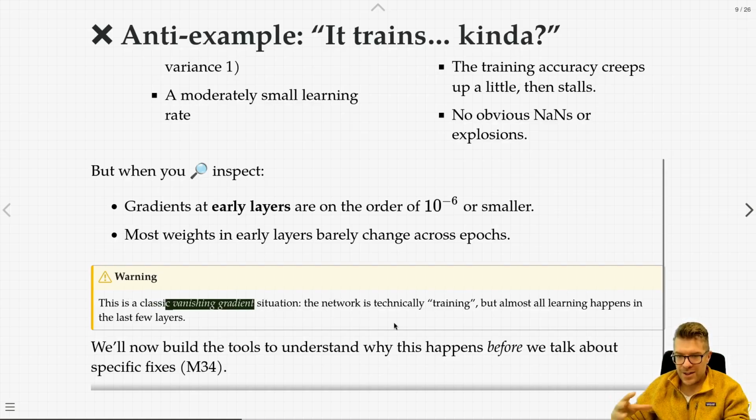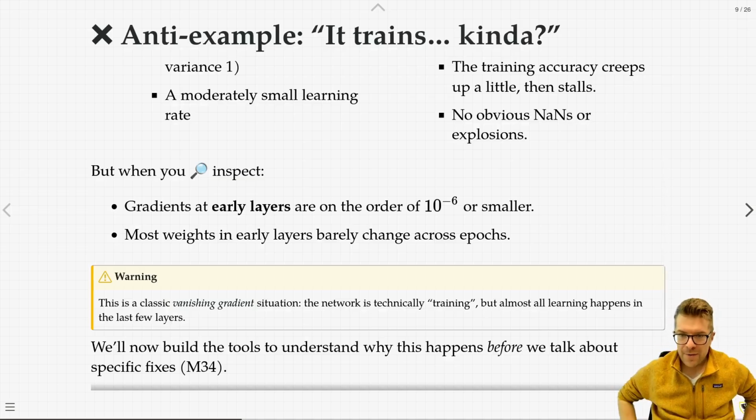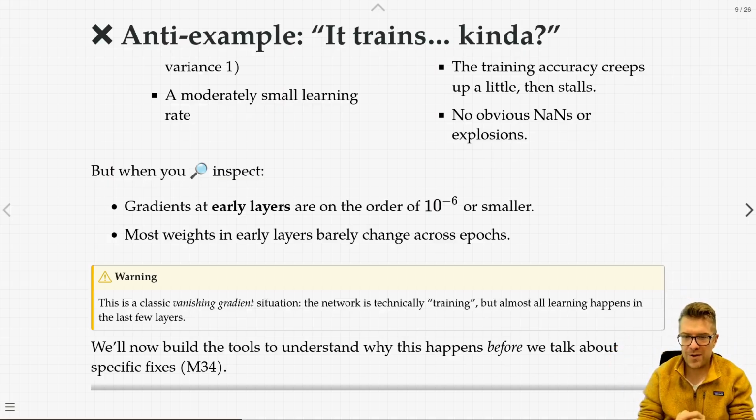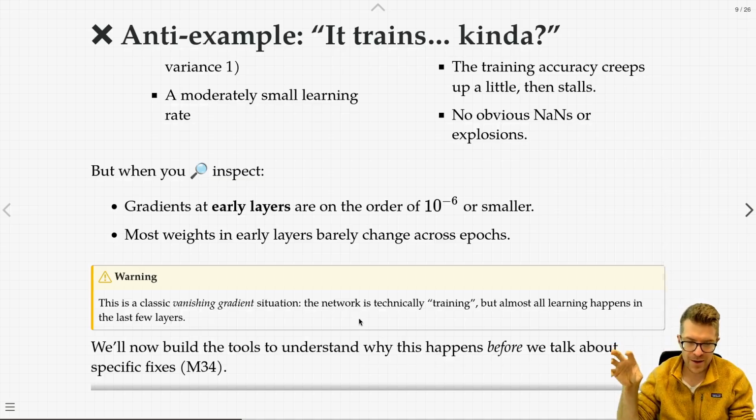The network is technically training. Our loss is technically decreasing, but almost all of the learning is happening at the layers closest to the output, which I'm calling last right now. They're last in terms of a forward pass. They're closer to the output. The gradients aren't too small there. We haven't multiplied a lot of Jacobians together yet, so we haven't vanished our gradients yet. So there's still learning happening near the output, but not much in the rest of the neural network.